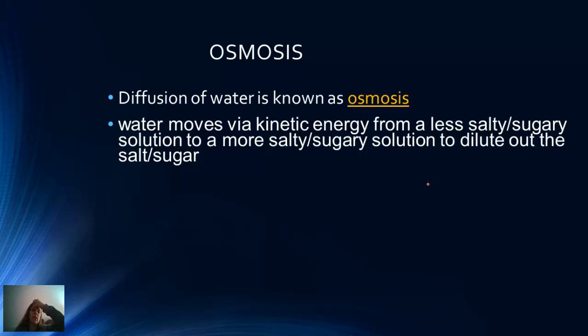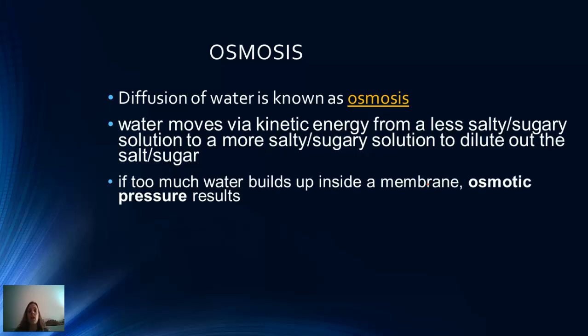Water is basically causing salt or sugar to move down the concentration gradient. If too much water builds up inside of a membrane, osmotic pressure results. Do you remember what I said happens when there's too much osmotic pressure inside of a cell? It causes the cell to lyse or burst, which kills the cell.